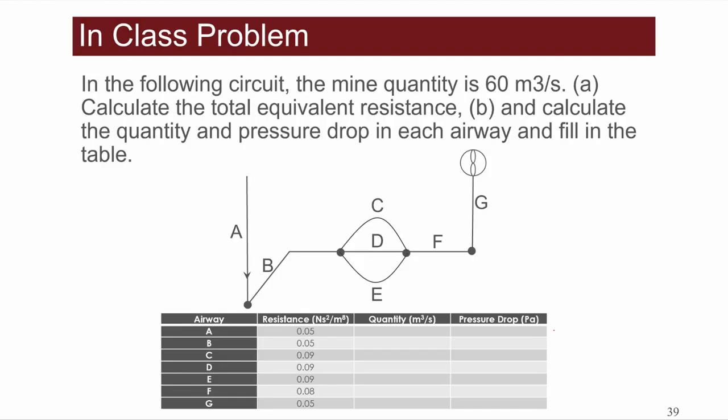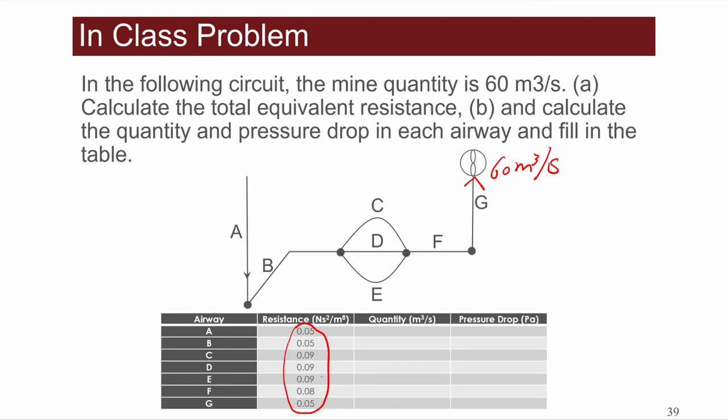Here is one example for you to practice on. In the following circuit, the mine quantity is 60 cubic meters per second. Calculate the total equivalent resistance and calculate the quantity and pressure drop in each airway and fill in the table. So 60 cubic meters per second of air comes out from the mine, and the airway resistances are given. We can use the same method to do the calculation.